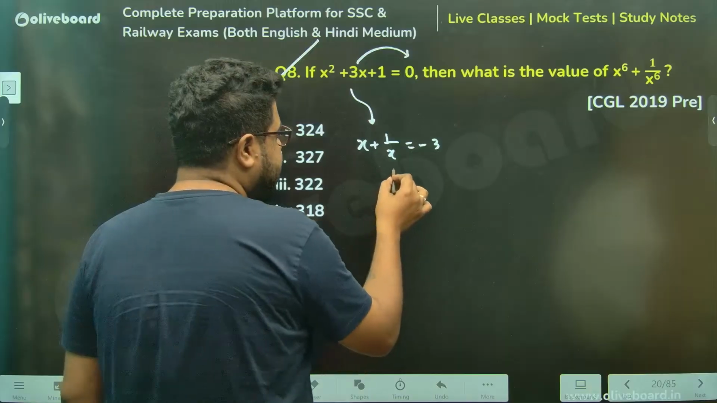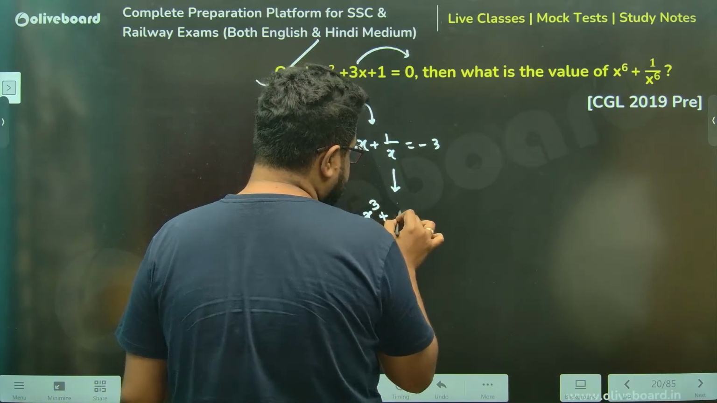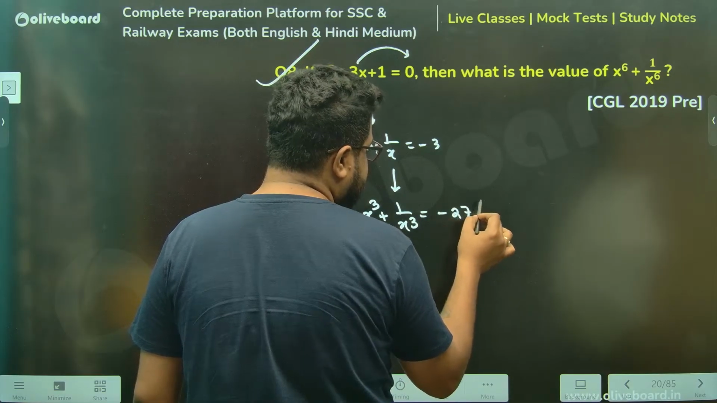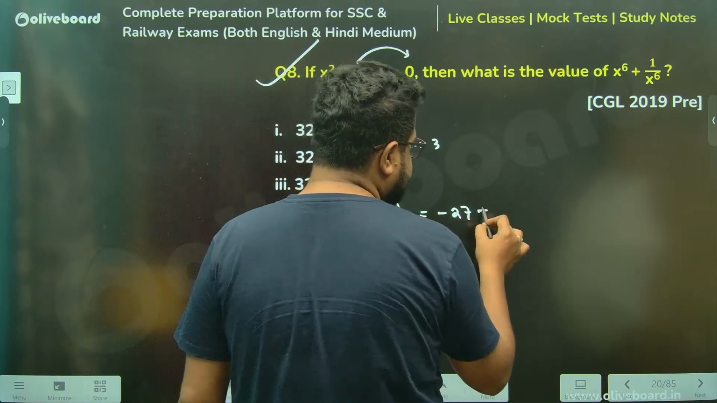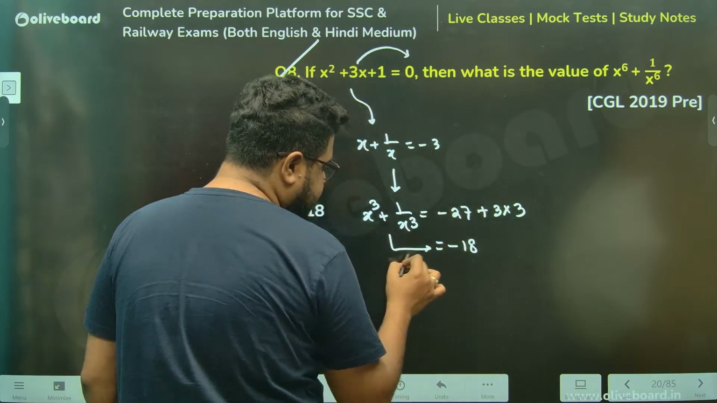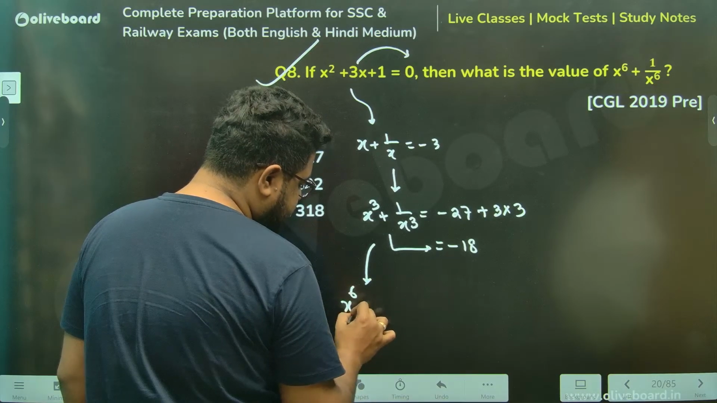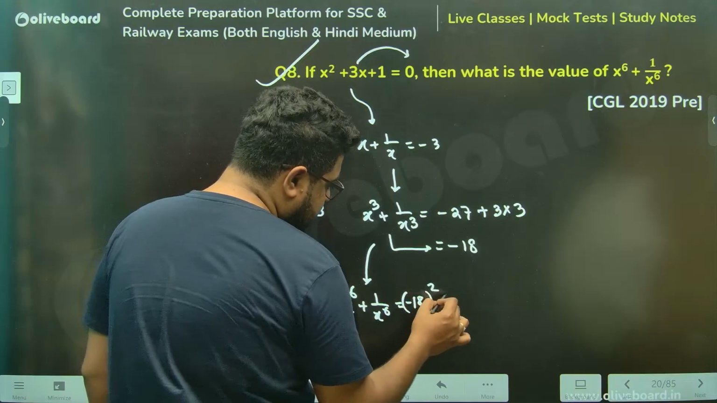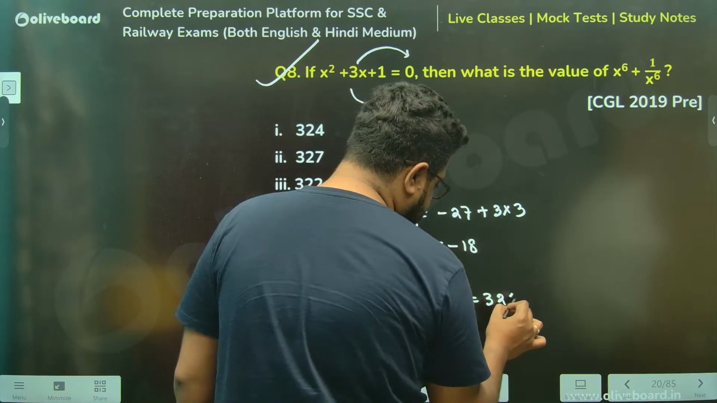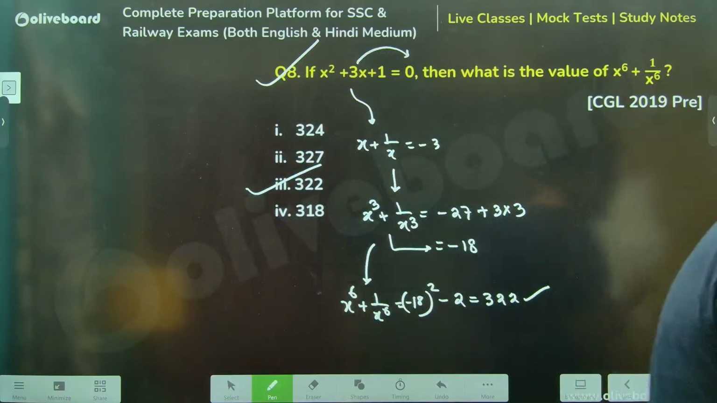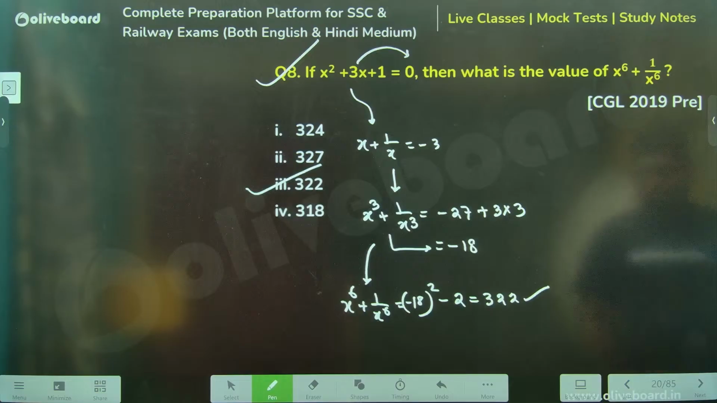Now, to the power 6, I will prefer to go by this. First, you find the cube, which will be minus 27, minus of minus plus 3 into 3, 9, which will be minus 18. Now, if I square it, it will become plus. So x to the power 6 plus 1 by x to the power 6 will be minus 18 square minus 2, which will be 322, option number 3. Not 327, 322. I'm getting 322 as my answer.